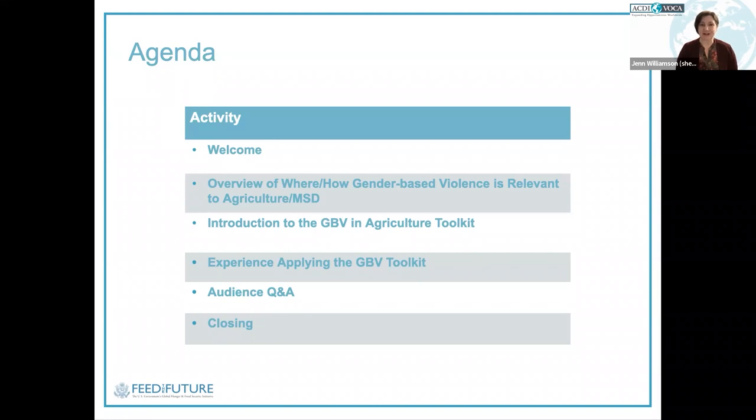Liz is then going to share an overview of the GBV and Agriculture Toolkit, which is an exciting resource that, as Leslie mentioned, our goal is to make it very user-friendly, particularly to programs that may not have initially thought about GBV. But whether you're in the design phase or the implementation phase, we know that there'll be relevant elements in it for you.